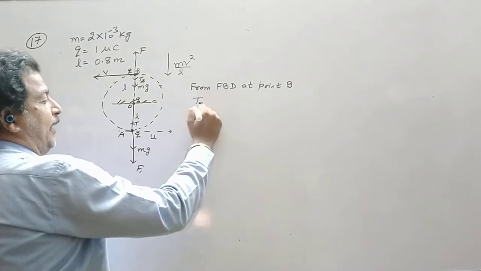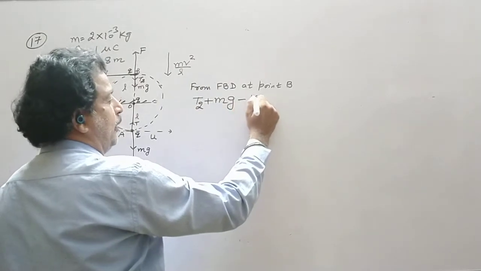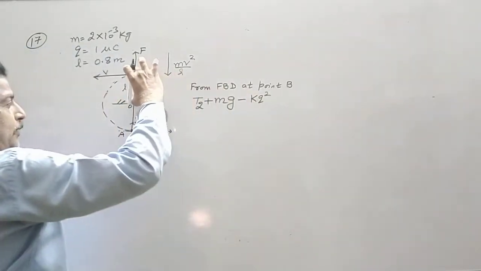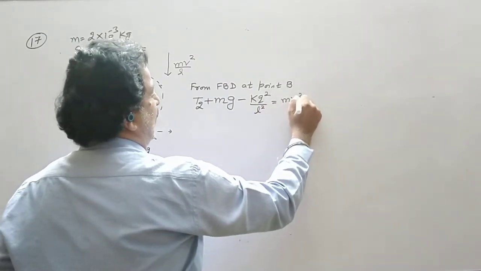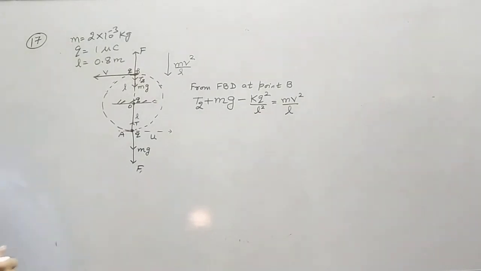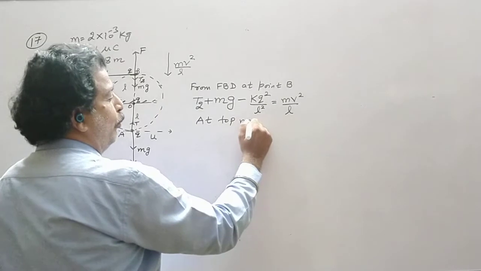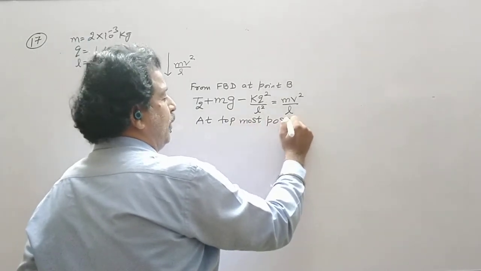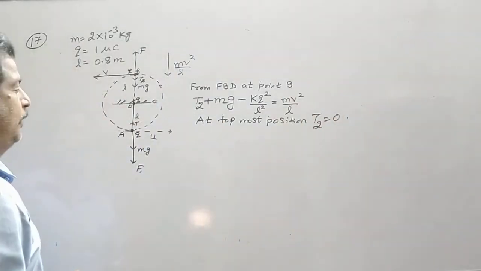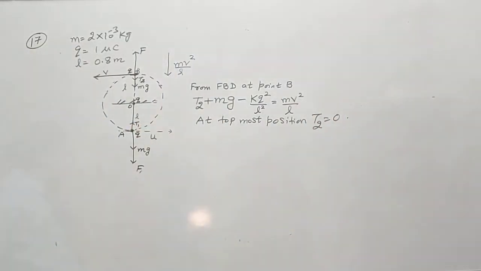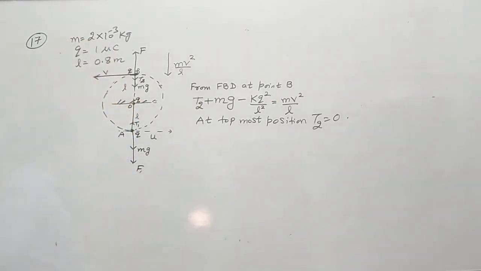So from FBD I write T2 plus mg, repulsive force in the opposite direction, that is K Q square upon L square, is equal to the centripetal force mv square upon L. But at the topmost position or at the highest point, you have to remember the tension is 0. Let tension be denoted by T2 here. This is T1. The lowest point will have a tension, but at the highest point the tension is 0.